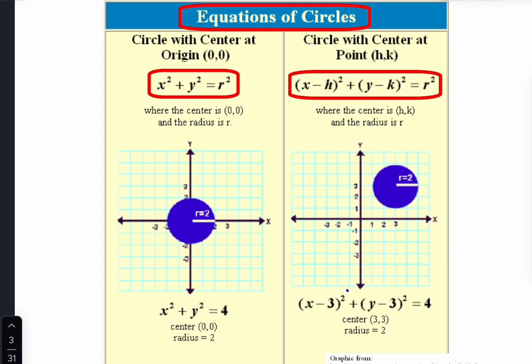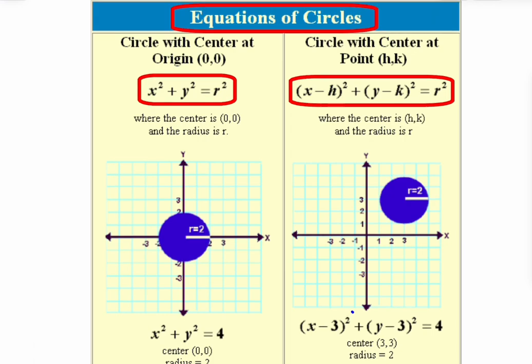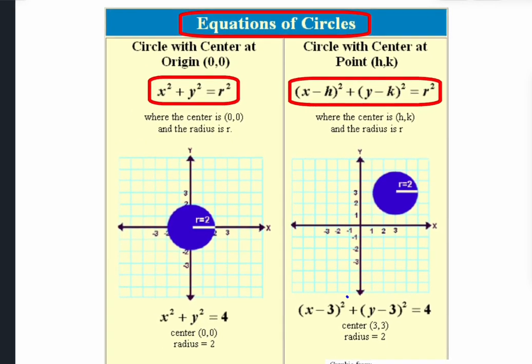So the equations that you want, you'll see right here. The equation of a circle, if you have a center at 0, 0, so at the origin, is x squared plus y squared equals r squared. If you just see x squared plus y squared equals a number, that number is the square of your radius. So if you want your radius, you have to take the square root of that.